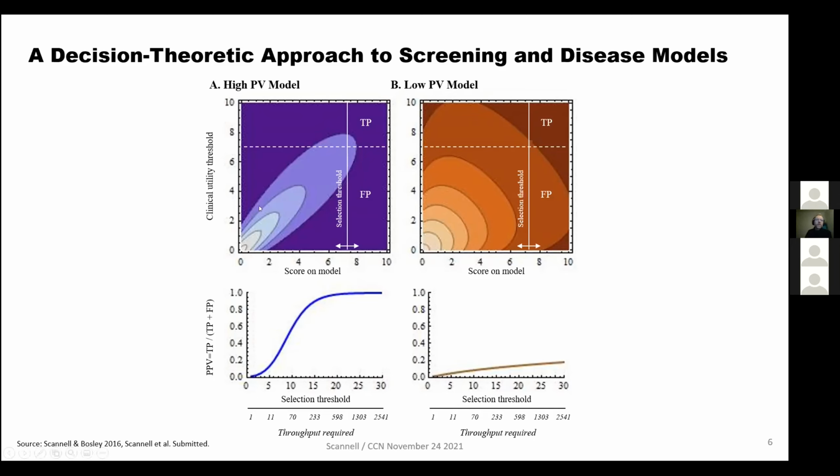So in the high predictive validity model, by effectively sliding our selection threshold rightwards, our positive predictive value goes up because of the high correlation between the score on the model and clinical utility. However, in the low predictive validity model, as we raise the selection threshold and we raise the throughput, our positive predictive value remains low. And effectively what this is saying is that a bad model is a false positive generator, right? And you can't turn it into a good model simply by testing more stuff in it.